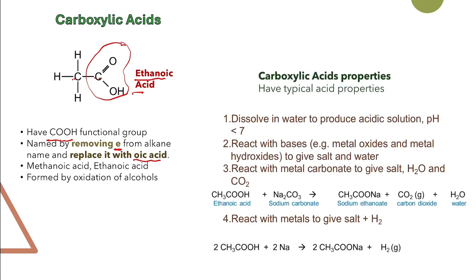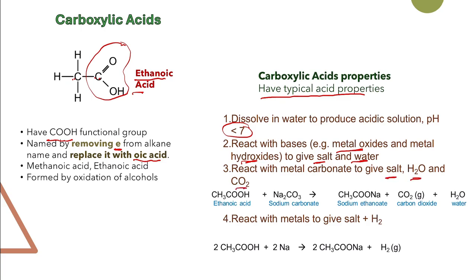Remember that carboxylic acids are still acids, so they have typical acid properties, but they are weak acids, not strong acids. So first of all, they will dissolve in water to give acidic solution with pH less than 7. They will react with bases, for example, metal oxides and metal hydroxides to give salt and water. They react with metal carbonates to give salt, water, and carbon dioxide.